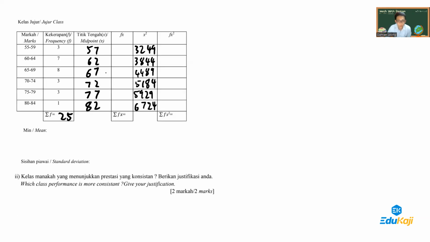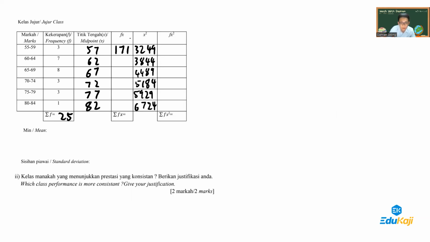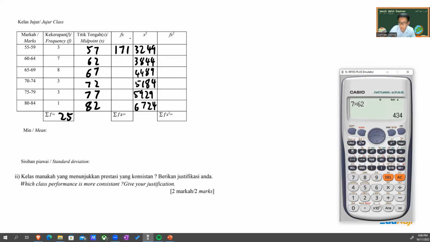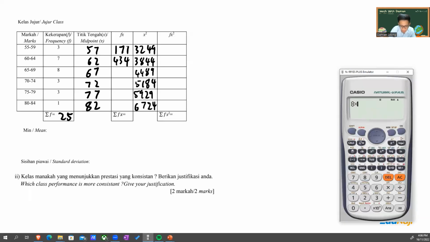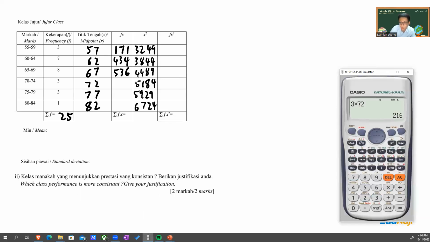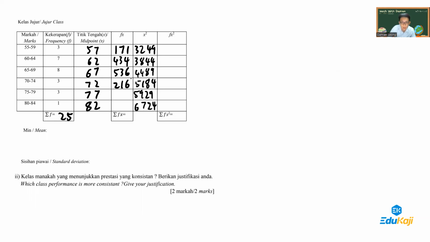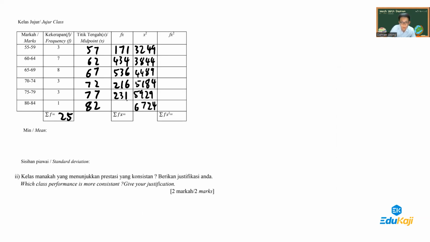So fx, frequency times midpoint. 3 times 57, 171. 7 times 62, 434. 8 times 67, 536. 3 times 72, 216. 3 times 77, 231. 1 times 82 is 82.